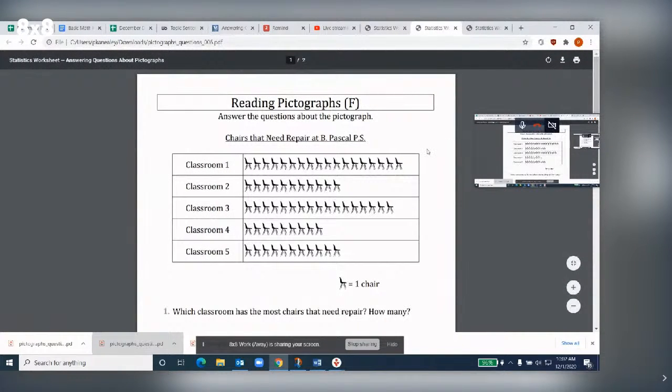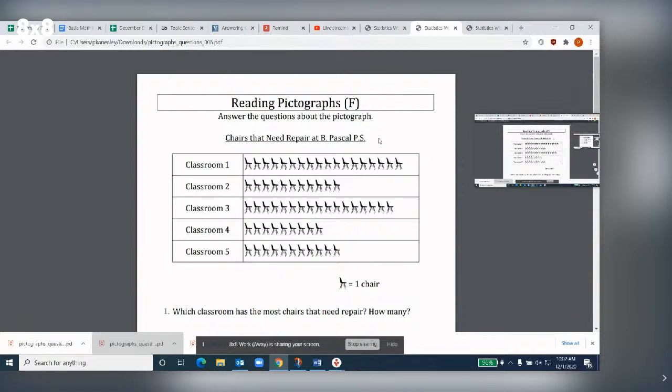And this one is, we're going to look at the title, chairs that need repair at PS Pascal. PS stands for public school. Okay, and there's 5 different classrooms in this school, and in this case, the chair, the symbol or the key, each chair equals 1 chair. So each chair in the graph is going to represent 1 chair. The last one, the lightning strike, represented 3, and what we did yesterday, the bus represented 2. But in this case, the chair is going to represent 1. That's why it's always important to kind of look at the key.